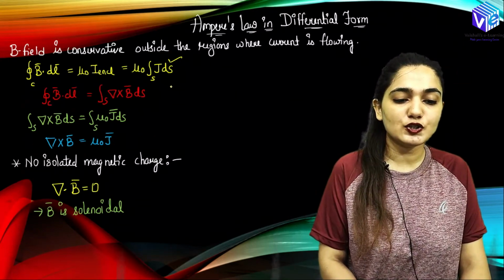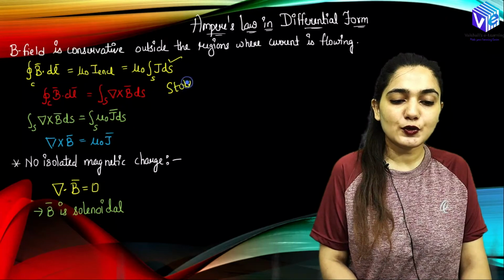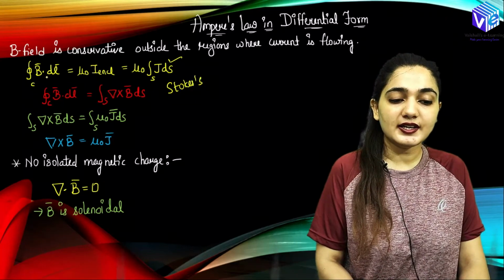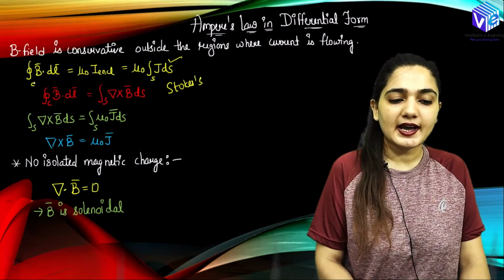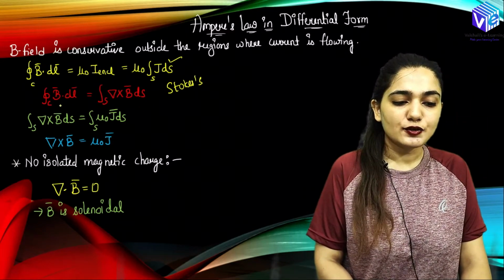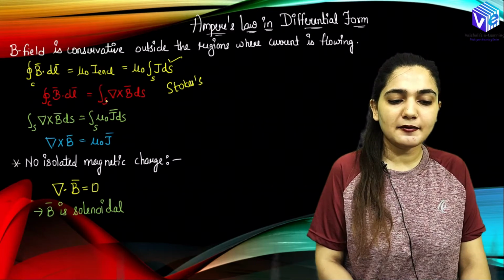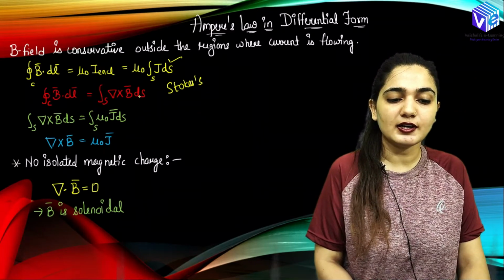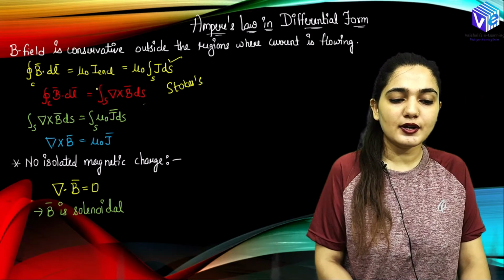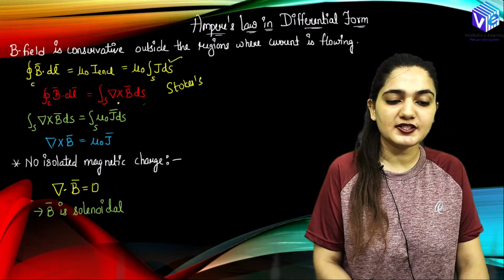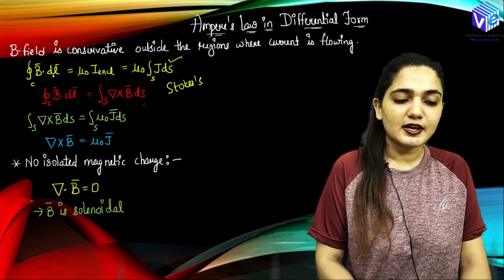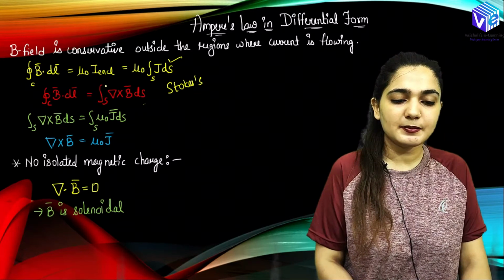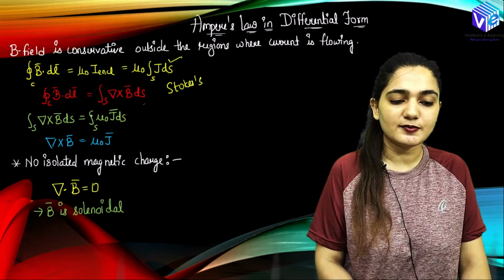Now I will be using the Stokes theorem. According to the Stokes theorem, if we have the integration over the line, I can convert it into the integration over the surface, but I have to take the curl of B. So the contour integration of B dot dl will be equal to the surface integration of del cross B ds, right? So instead of the integration of B dl, I can represent it as the surface integration of del cross B ds.